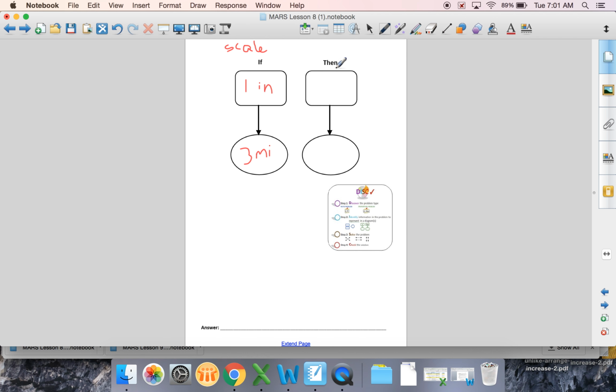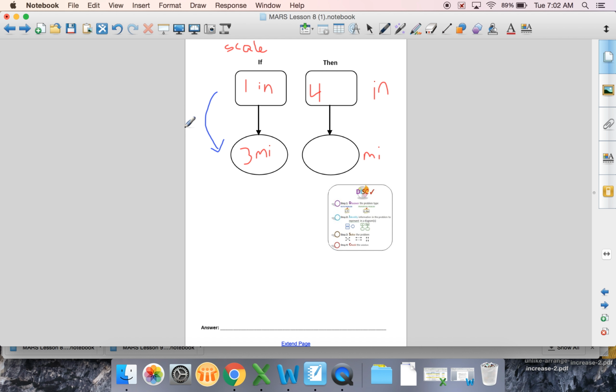then, and remember, we want to make sure our inches and our miles are matching. This one should be inches, so this should be the map, and this should be in actual real life. So 1 inch represents 3 miles. We're trying to figure out what 4 inches represents. Again, we can look at our relationships. I can look vertically or I can look horizontally. I'm going to look vertically because it's proportional.